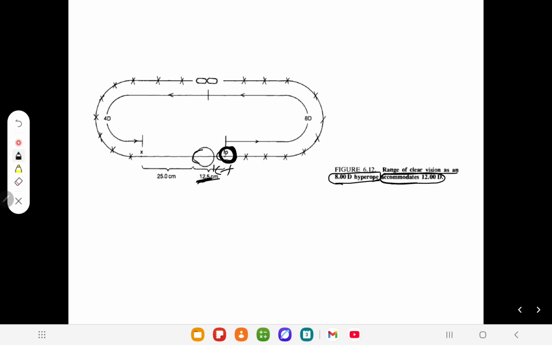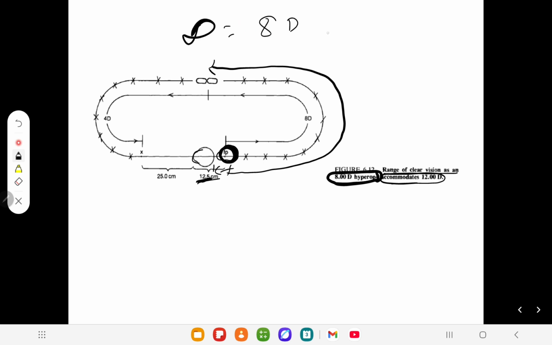When this patient accommodates, let's take an example, if the patient accommodates 1 diopter, 2 diopter, 3 diopter, 4 diopter, 6 diopter, and accommodates 8 diopter, then 8 diopter of hyperopia is corrected, isn't it? So this patient can see infinity with the help of 8 diopter of accommodation, because this is hyperopic and the patient accommodated 8 diopter. The 8 diopter hyperopia is corrected, it becomes now 0. The patient can see infinity.